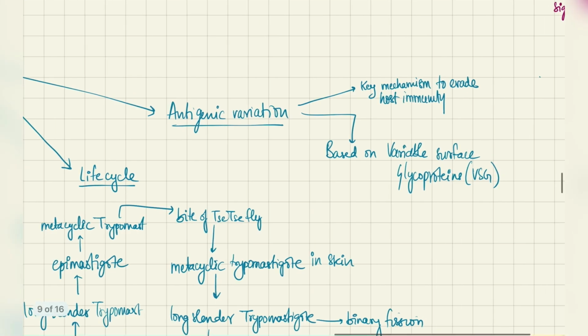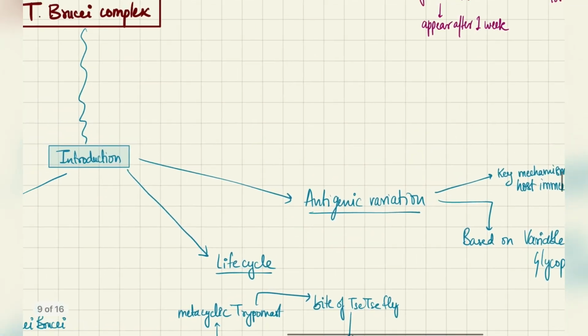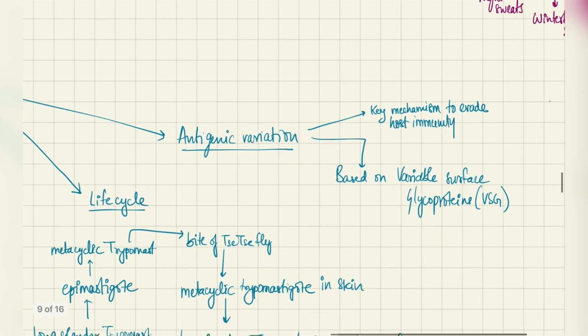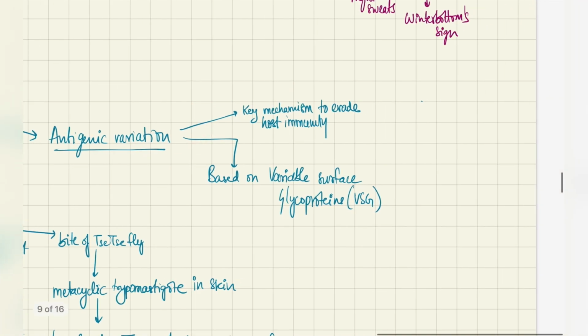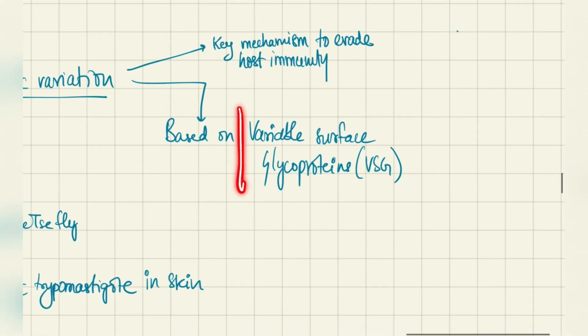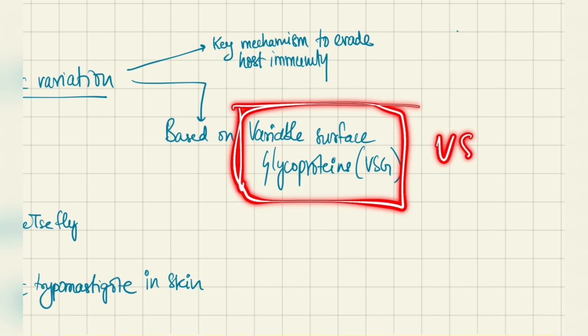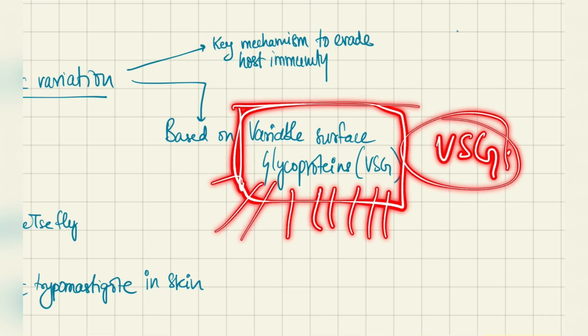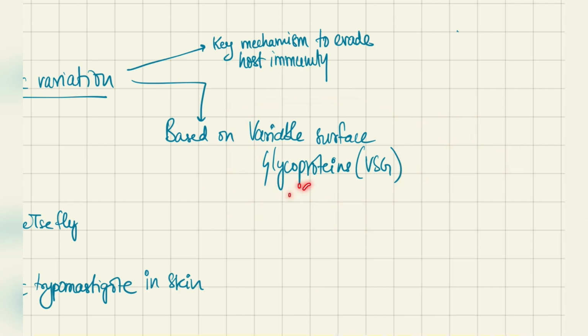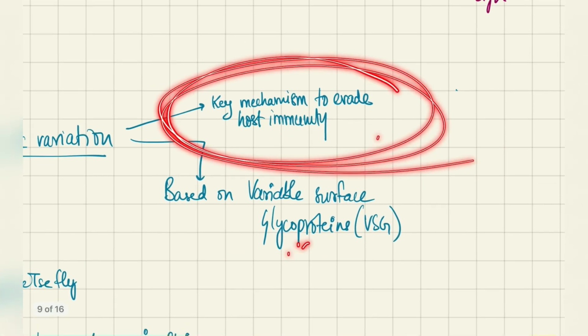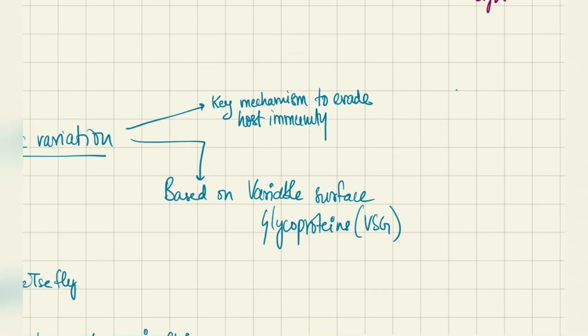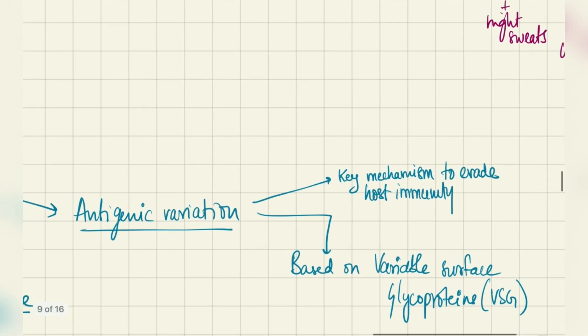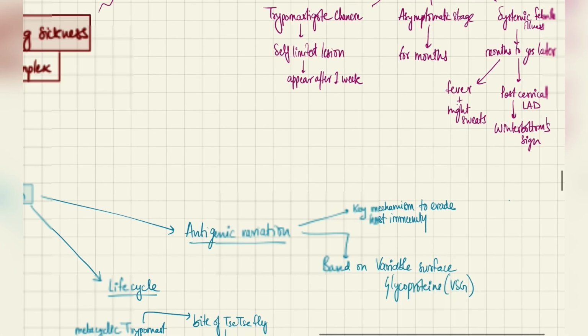Antigenic variation. Our Trypanosoma brucei complex has antigenic variation. Basically, they have a variable surface glycoprotein, VSG, which changes its structure from time to time. This is the key mechanism which helps it evade host immunity. It's always changing VSG. It shows antigenic variation.